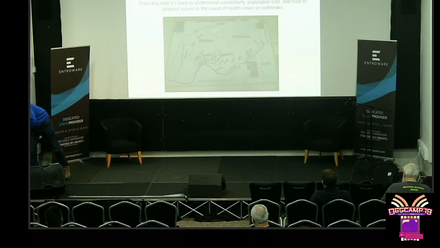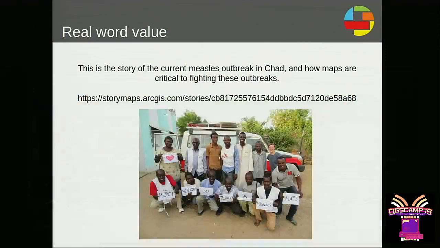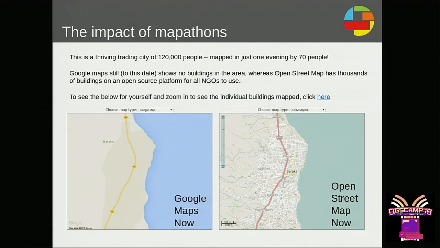We'll go on to a little bit. If you want to, this link will be in the notes here, so you can have a look at it. But that's a really good story about how accurate maps have helped in this particular case of fighting measles in Chad, and the value of just being able to know where people are to get them medicines. So this is the sort of impact we can see.